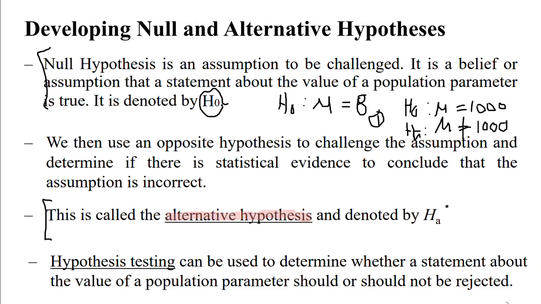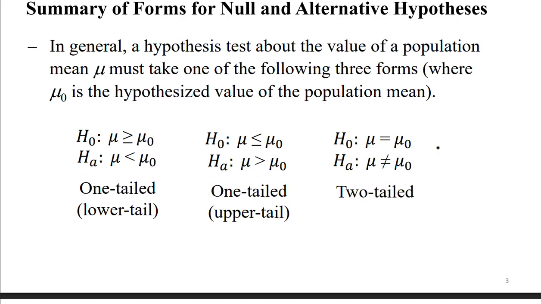We denote the alternative hypothesis as HA, right? Hypothesis alternative. And so we always start our hypothesis test process by stating the null and the alternative hypothesis. And our goal is to find evidence against the null hypothesis so we could accept the alternative hypothesis.